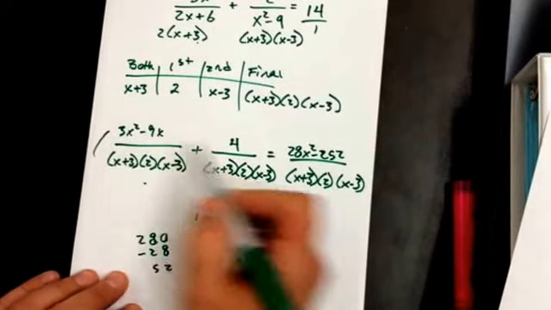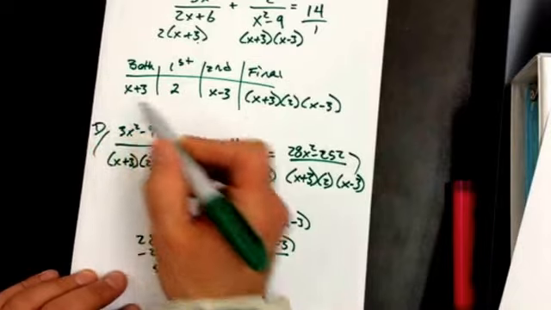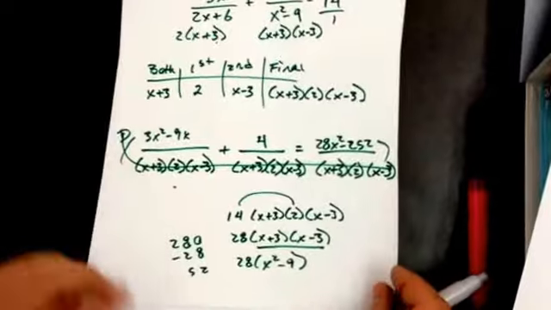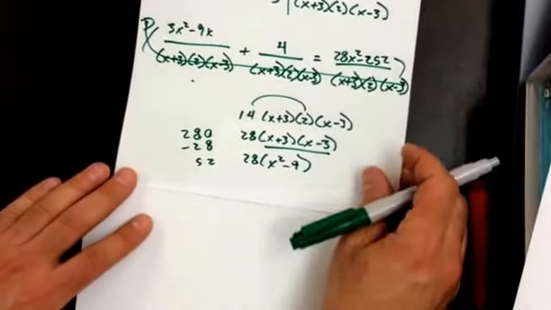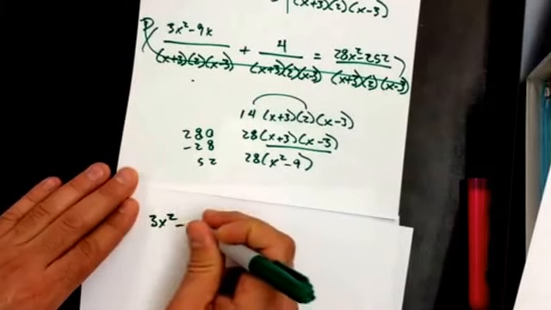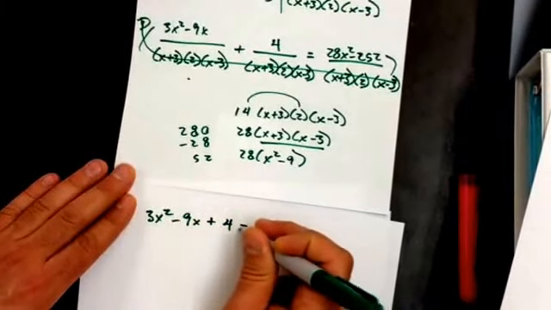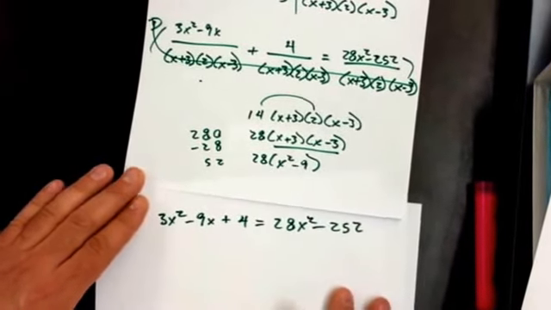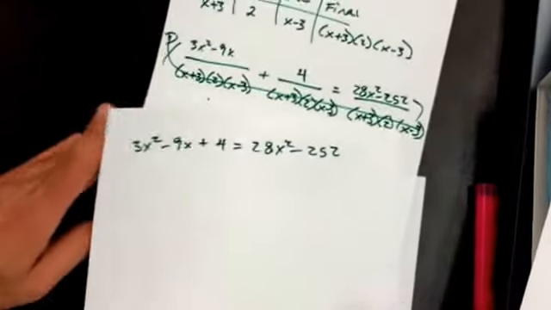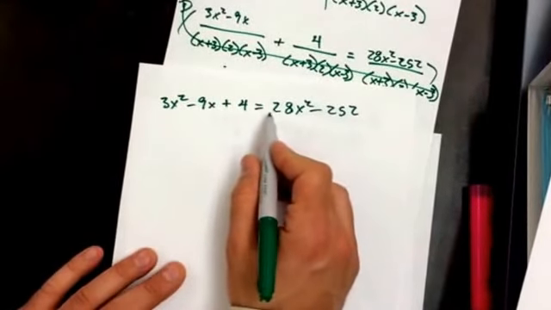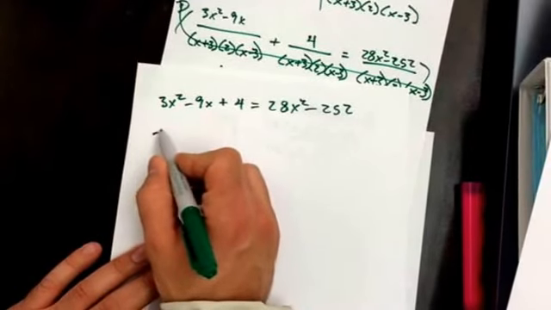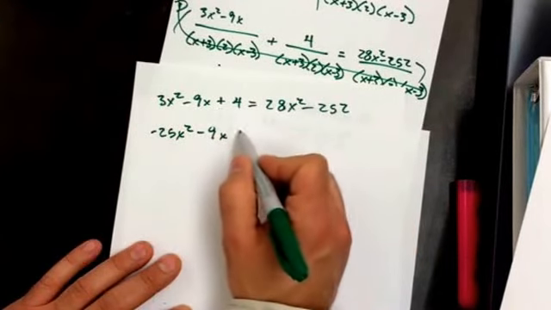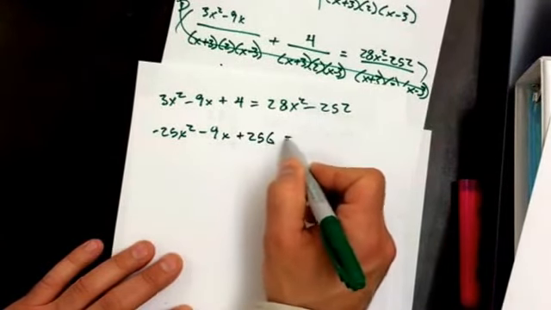So now I'm going to multiply this whole thing by the denominator, and I'm just going to write d instead of rewriting this, which cancels this out. So I'm left with 3x squared minus 9x plus 4 equals 28x squared minus 252. This is a quadratic because it has an x squared. So what I'm going to want to do is set it equal to 0. I'm going to subtract this and bring it over. It's going to be negative 25x squared minus 9x. I'm going to add this to bring it over, plus 256 equals 0.